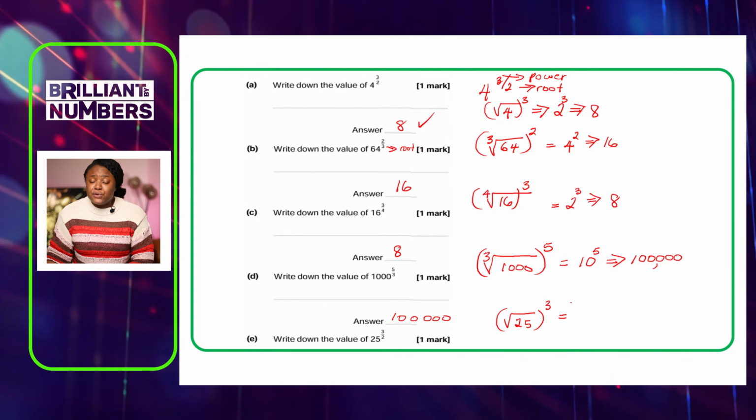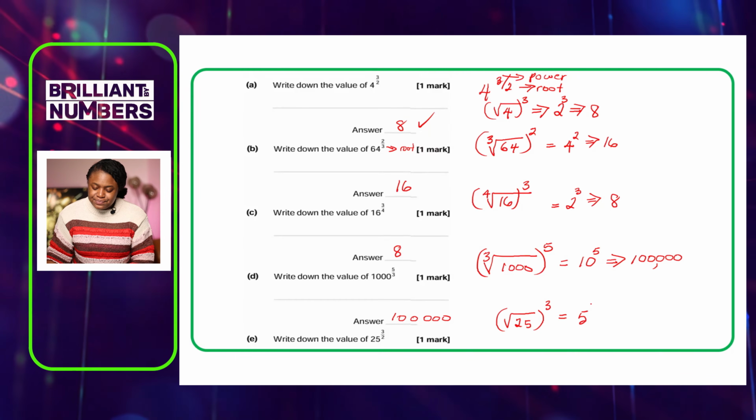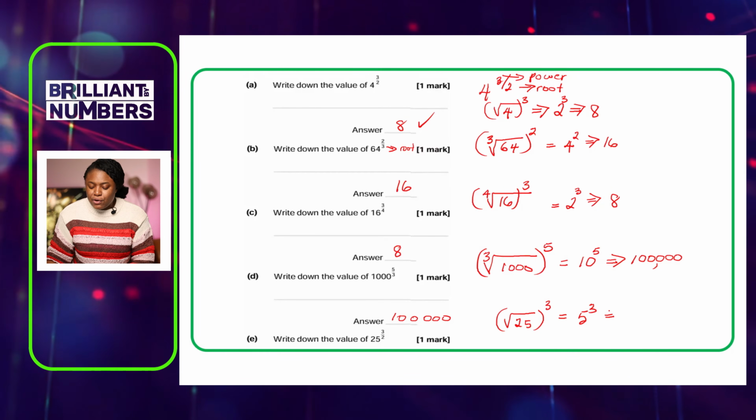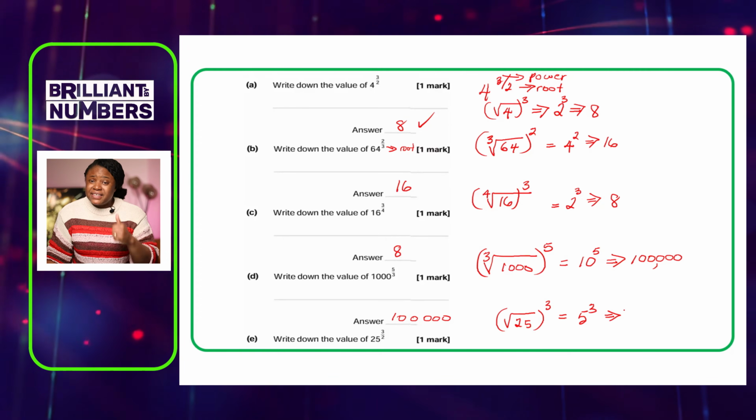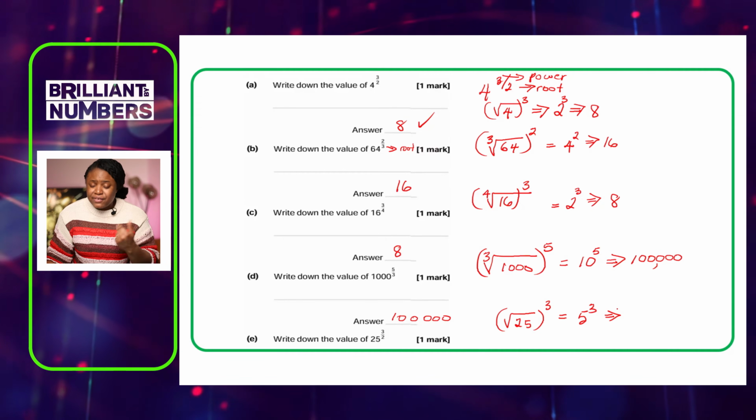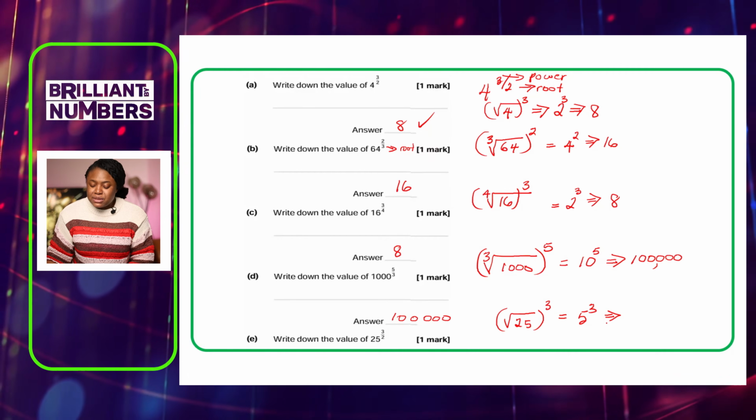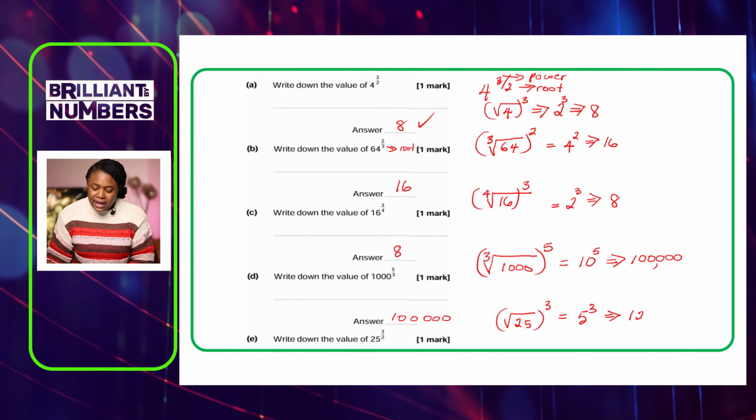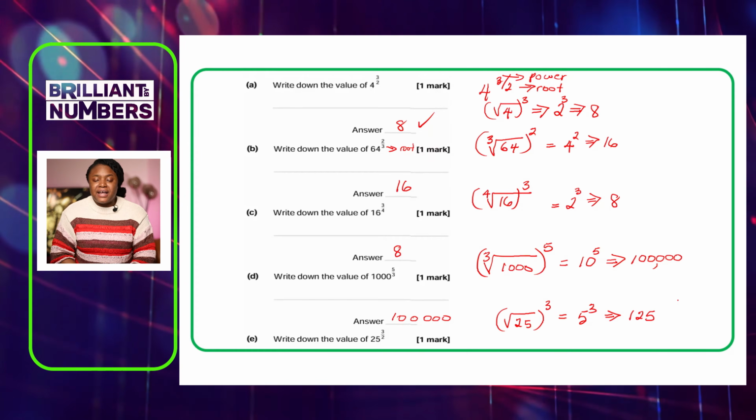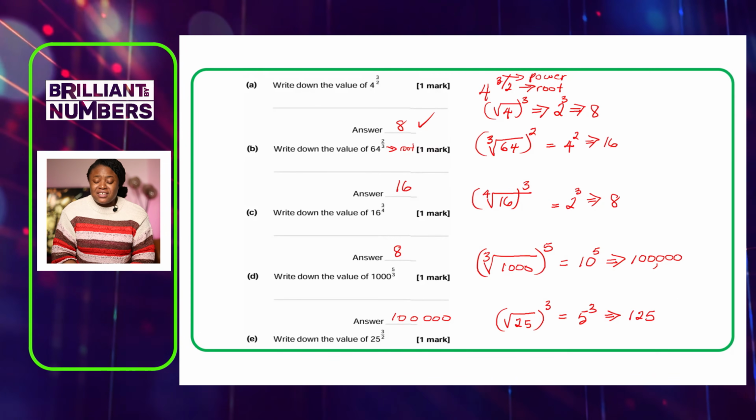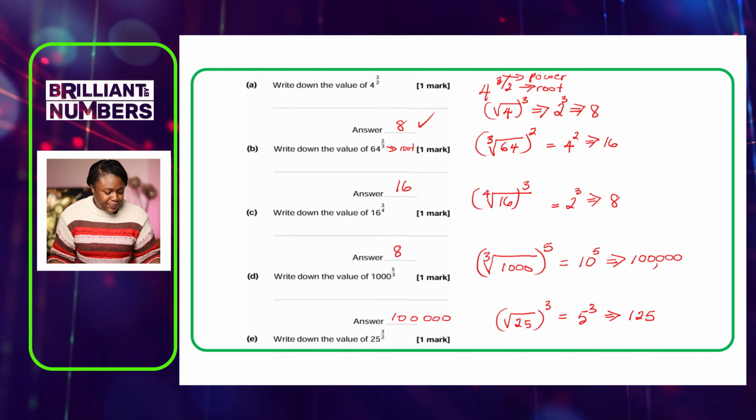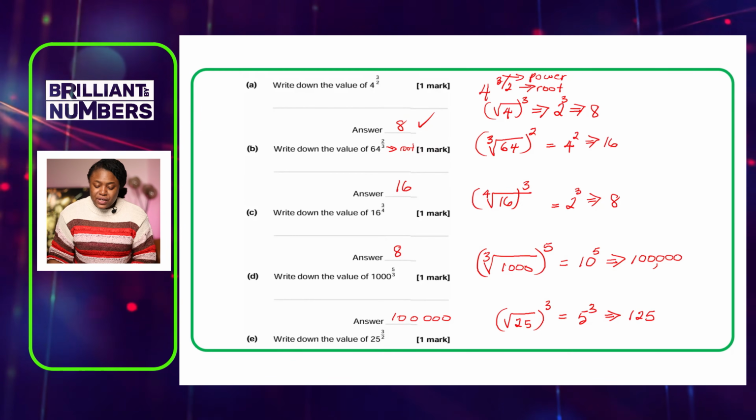So the square root of 25 is 5. And then 5 to the power of 3 means 5 times 5 times 5. So 5 times 5 is 25, and 25 times 5 gives us 125. Beautiful fractional indices revision there. So we are going to be moving along.